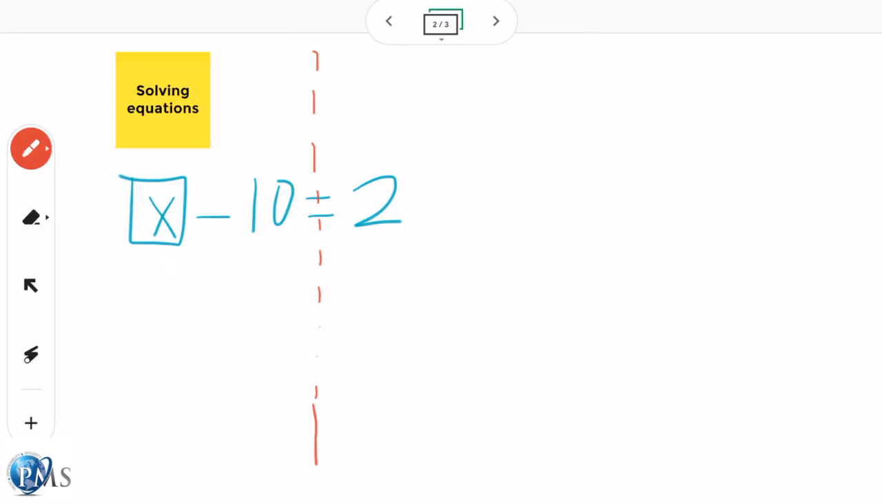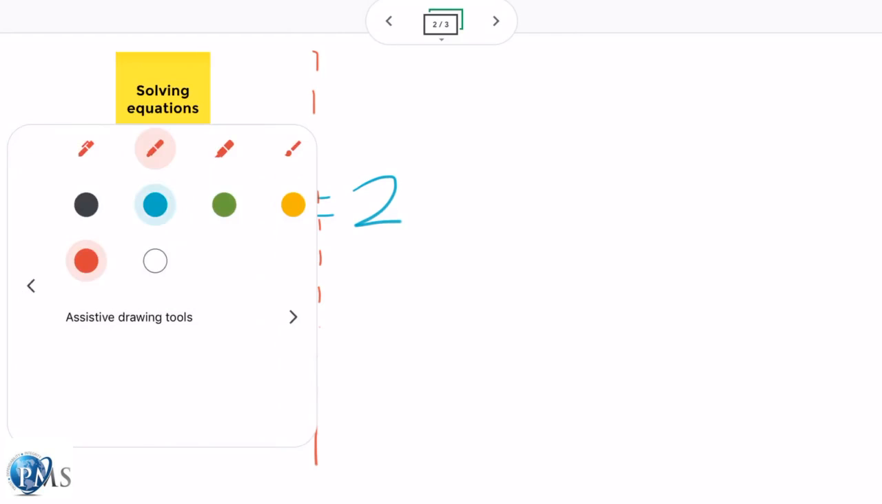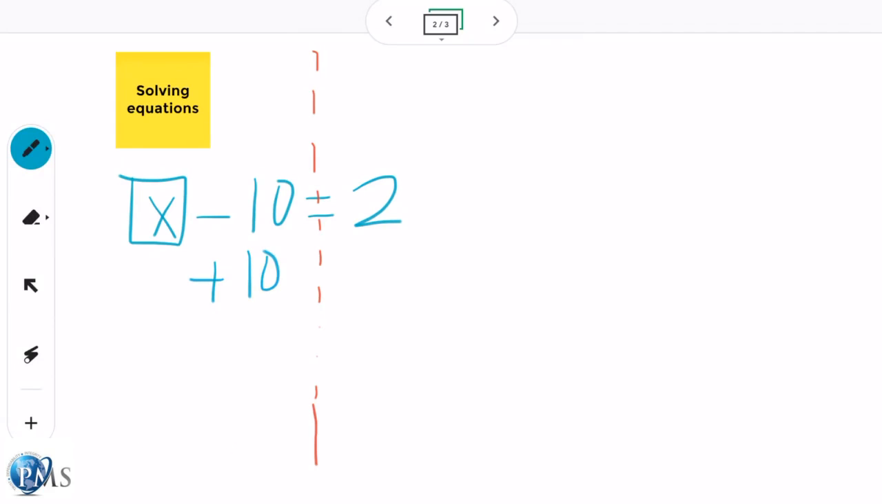So currently, what's keeping the x from being all by itself is that minus 10 that we see here. So, of course, we want to get rid of that. And if you remember from last time, the way that we get rid of a minus 10 is we do the opposite. So this time, the opposite of negative 10 or minus 10 is going to be plus 10 or positive 10. Okay, so let's write that in. Under the minus 10, we'll write plus 10. And just like last time, the minus 10 and the plus 10 will cancel each other out, which is what we're trying to do. And we have to balance the equation, so we have to also do it on the right side. So on the other side of the equal sign, we'll also write plus 10.